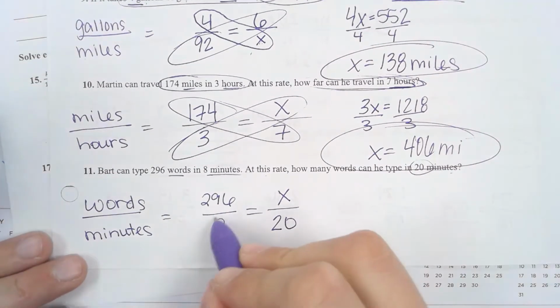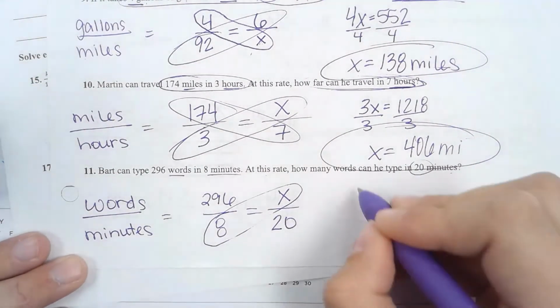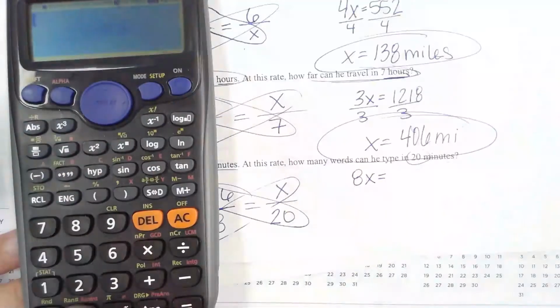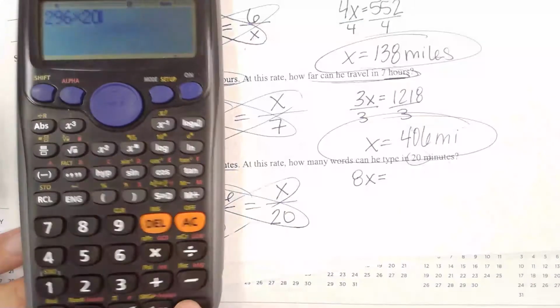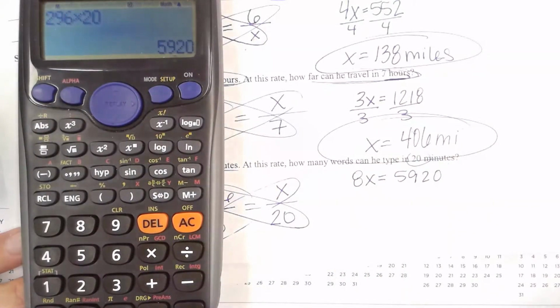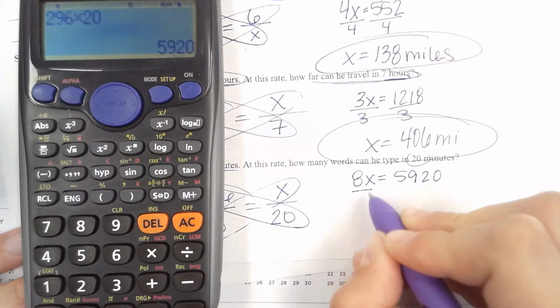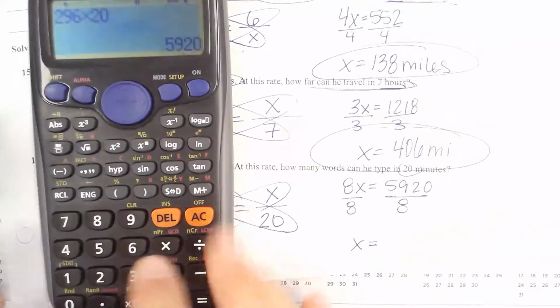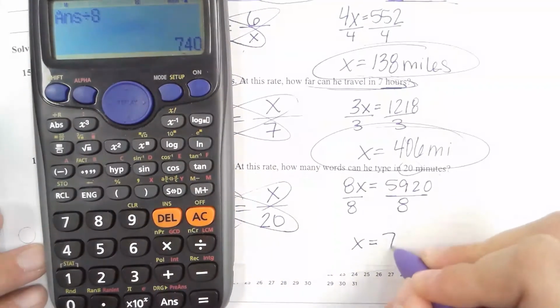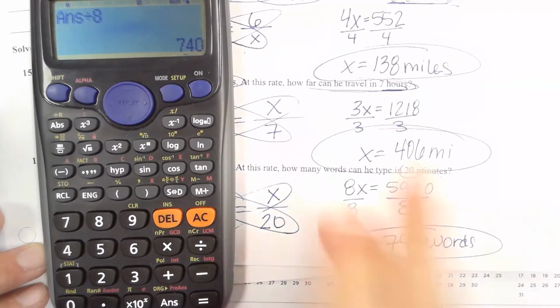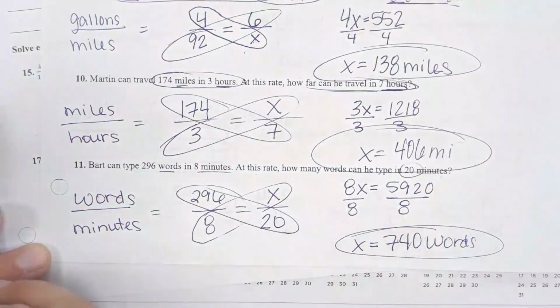So cross multiply. 8 times x is 8x. 296 times 20 is 5,920. And then last step to get x by itself is to divide by 8 on both sides. So 5,920 divided by 8 gives us 740 words. So in 20 minutes, he can type 740 words.